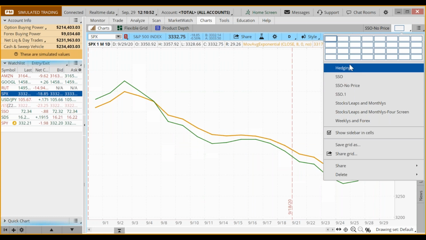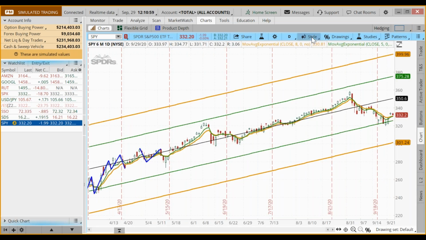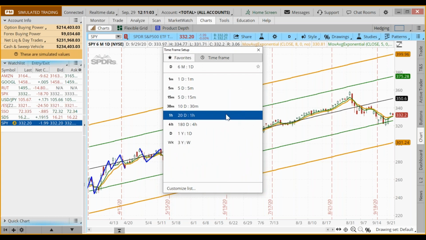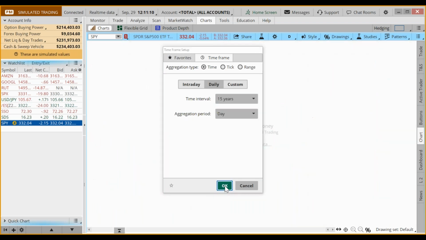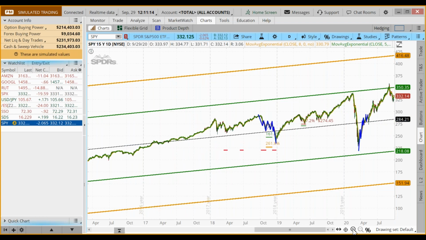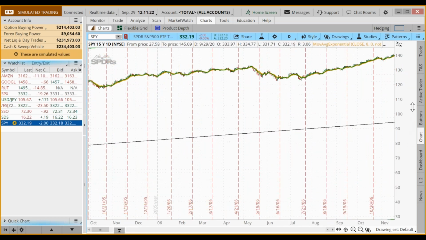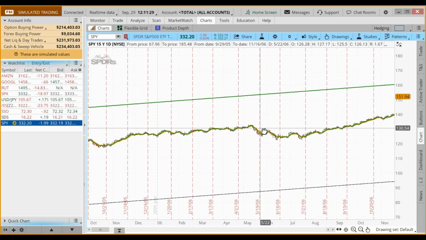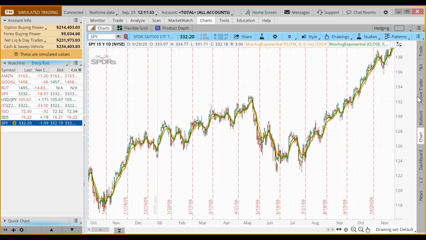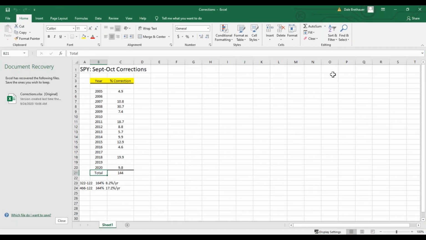All right, so let's go up here for a second and take a look at the SPY. I'm going to go back. Let's see how far back I can go. Let's go back 15 years. Okay, and I'll blow that up a little bit, and we'll go all the way back here. What I want to show you guys is what happens in the month of September and October, going all the way back to 2005.